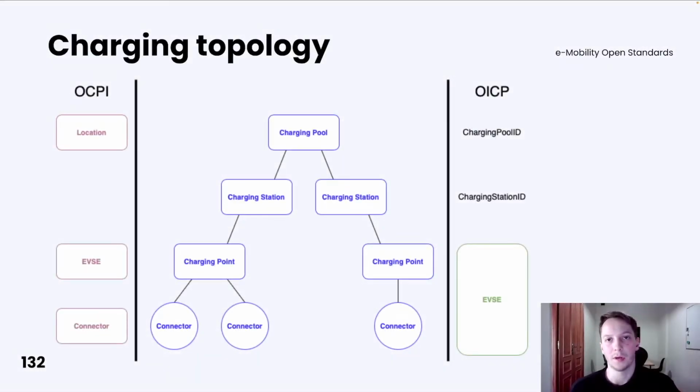When it comes to OICP, Hubject introduced a similar vocabulary to the protocol by adding charging pool ID and charging station ID, but those are just IDs. Location is still a part of an EVSE and is not separated out. Also, OICP does not have a separate model for connectors. Those are present as the plugs in the EVSE data model and are not separated as an entity according to the European standard.